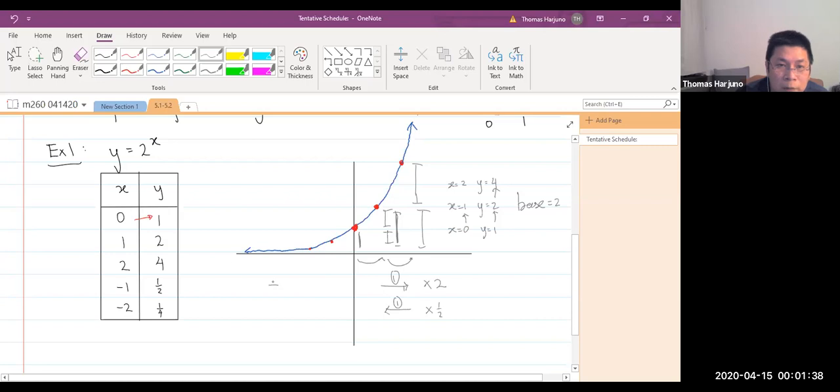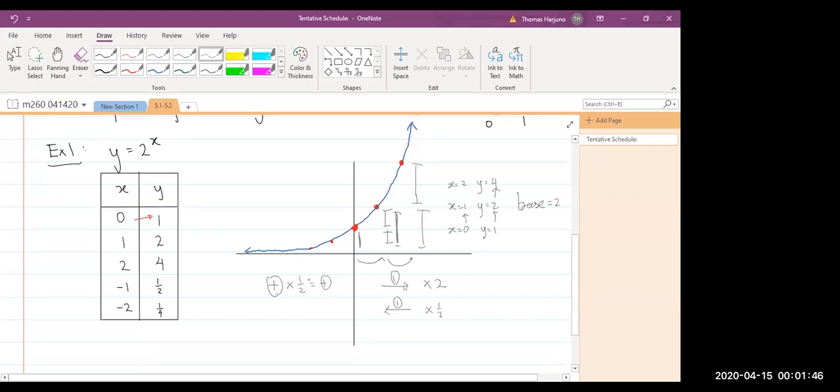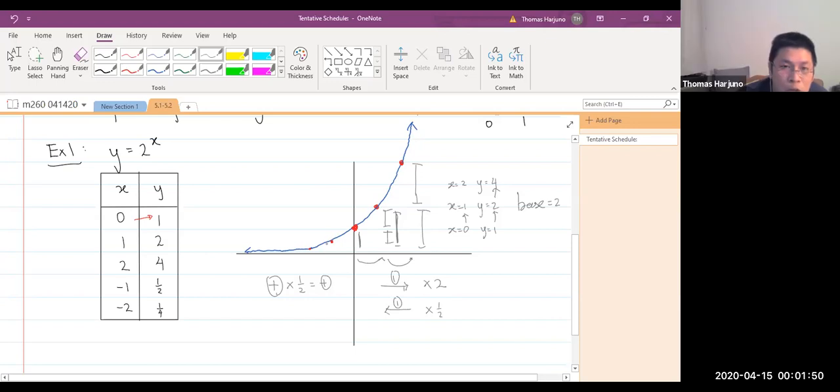A positive number divided by 2 will still be positive. Is it right? Okay, so that's why the value will get smaller and smaller, but it will never touch 0. So let's summarize what we have here.